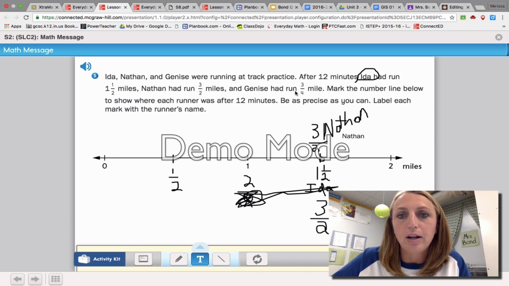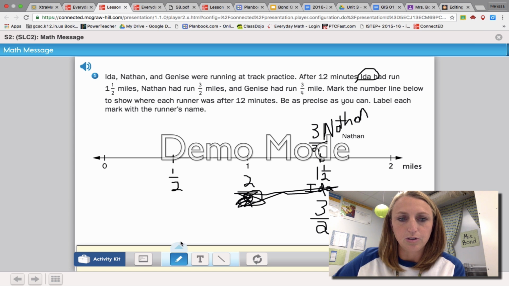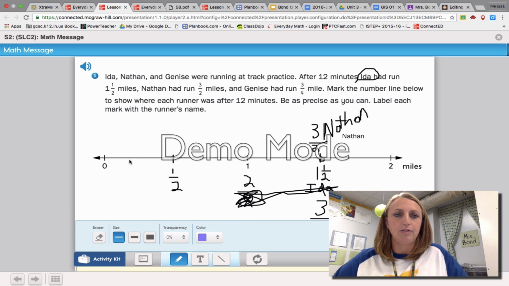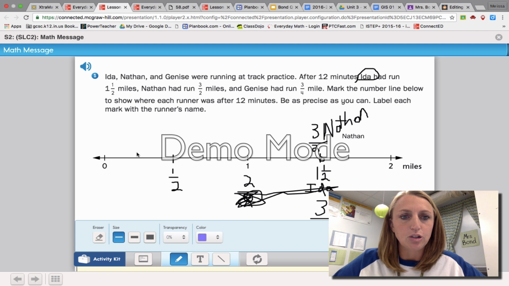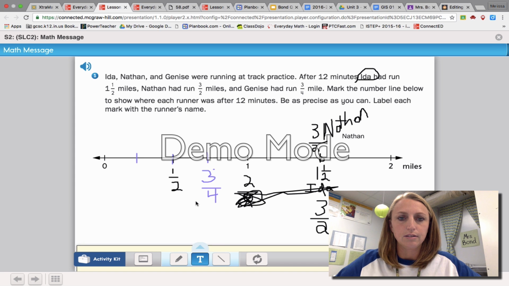Next, Janice had run 3/4 mile. We haven't already marked our 3/4 mile, so we're going to go ahead and mark that. I'm going to pick a different color since we're going with a different set of measurement. We know that 1/4 is about halfway between 0 and 1/2. So there's our 1/4, there's our 2/4, there's our 3/4. We can label here 3/4, and that is Janice. Label her.